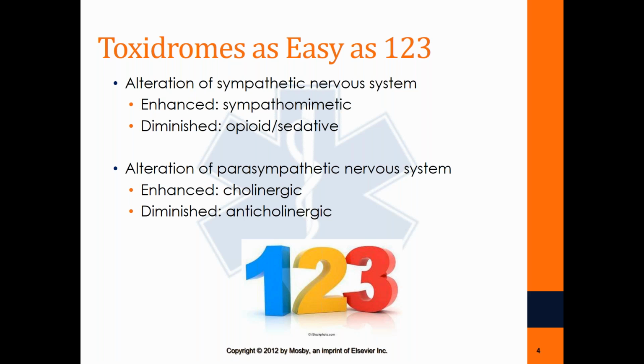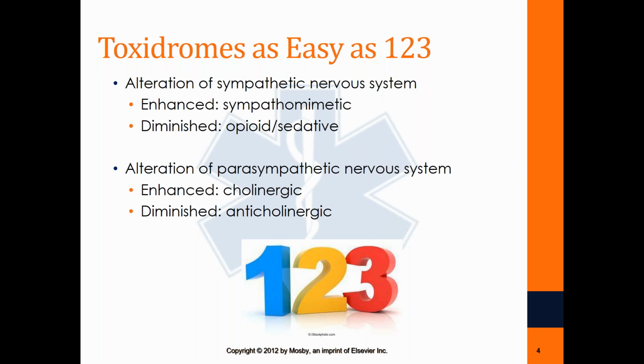We're either going to see alteration to the sympathetic nervous system or alteration to the parasympathetic nervous system. A lot of the time we're going to see what we call sympathomimetics, or things that enhance the sympathetic nervous system, or we're going to see central nervous system depressants. So sympathomimetics excite the central nervous system. Think things like stimulants: caffeine, cocaine, methamphetamine. They're all stimulants. They are all going to speed things up. Anything that is a central nervous system depressant is going to begin to slow things down.